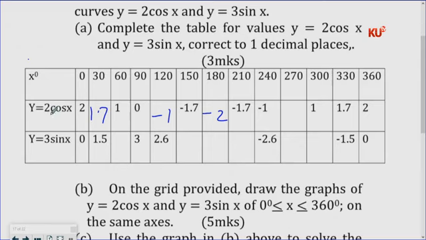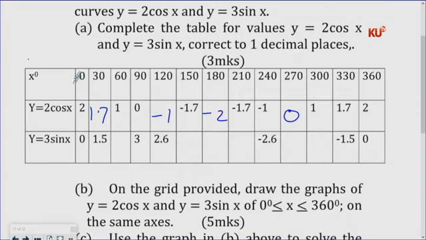Remember, this is the function that we are using. We are only replacing the value of x, which in this case is 270 degrees. So 2 cos 270 will give us 0. We are done with the first function. We can move to the second function, which is 3 sine x.